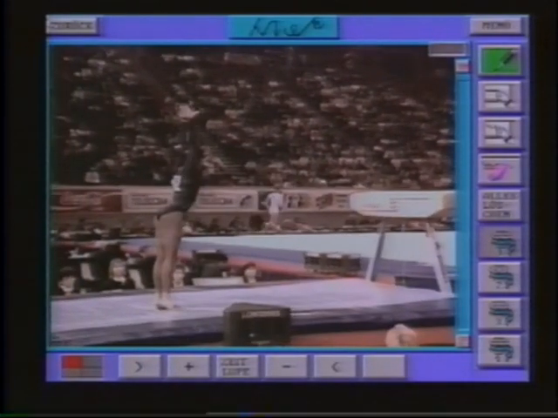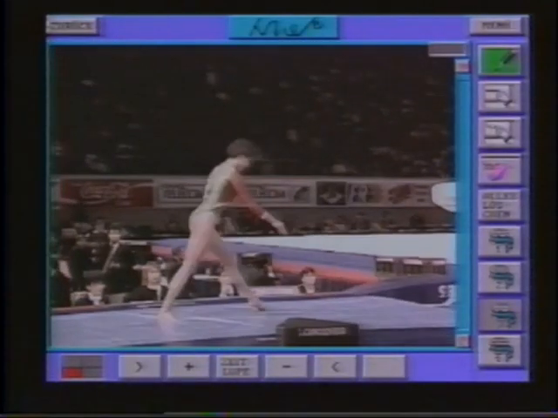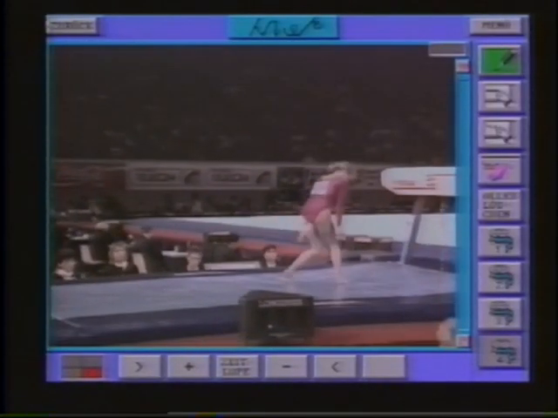22 vaults from different vault groups follow. First, round off, salto backward stretch with full twist. Second, round off, salto backward stretched with full twist. Third, also round off, salto backward stretched with full twist. Fourth, likewise, round off, salto backward stretched with full twist.